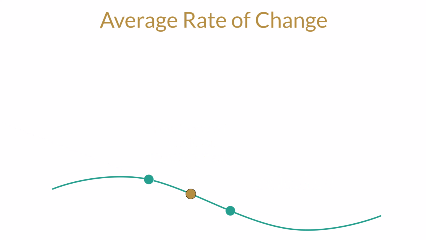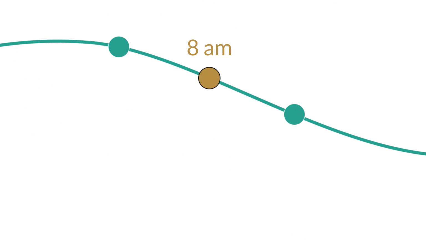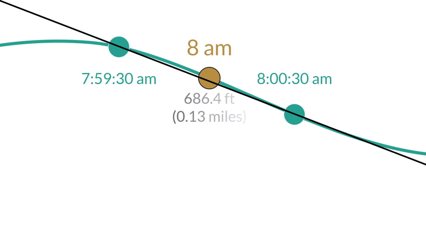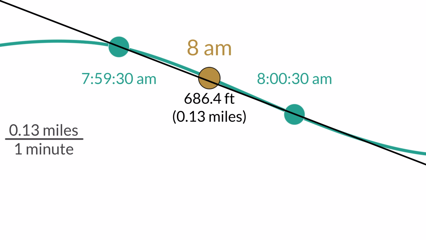Let's take a look at a 1-minute interval around 8 a.m. Maybe like 7:59 a.m. and 30 seconds to 8 a.m. and 30 seconds. Let's say in this 1 minute I traveled 686.4 feet. To calculate my average rate of change over that minute, we would take that distance and divide by 1 minute, or if we wanted to do things in miles per hour, convert that into hours, 1 over 60, and divide.